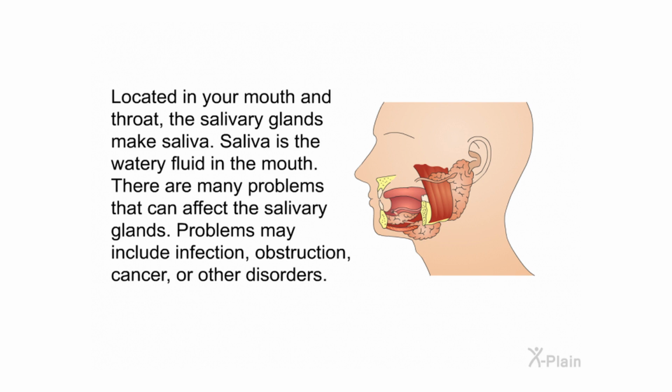Summary. Located in your mouth and throat, the salivary glands make saliva. Saliva is the watery fluid in the mouth. There are many problems that can affect the salivary glands. Problems may include infection, obstruction, cancer, or other disorders.